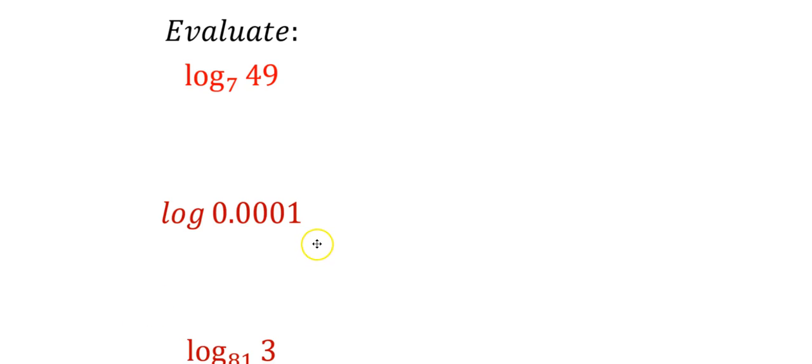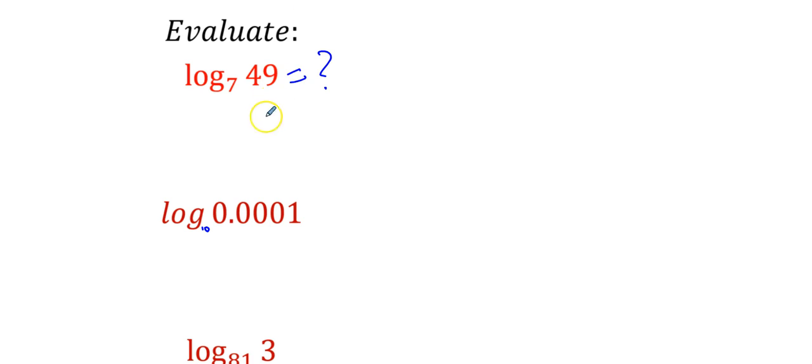In this video, our task is to learn the process of evaluating logarithmic values of some numbers with a certain base. So the first problem here is log base 7 of 49 is equal to how much? And log, there is no base here, so by default it is understood that the base is going to be 10, of 0.0001 is equal to how much? So likewise you have one more problem. So let us start off here.